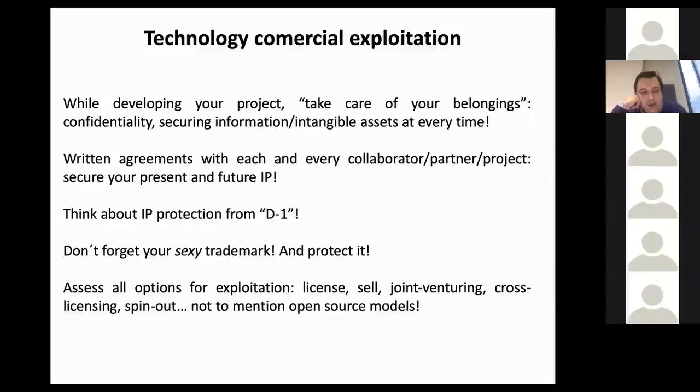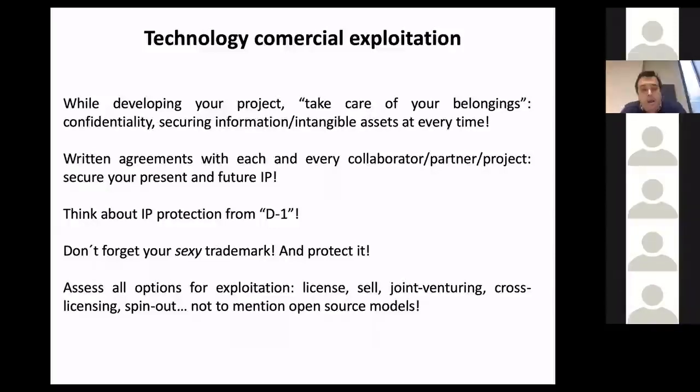Then, as we are talking about software, don't forget your sexy trademark. Create a sexy trademark. Create something that will distinguish you from the competitors and bring it to protection. Protect it, because that's a very, very powerful asset, especially when we think about software. Because as I told you, there are several cases of software products, software solutions, where the only IP protection we can have is the trademark related to that project.